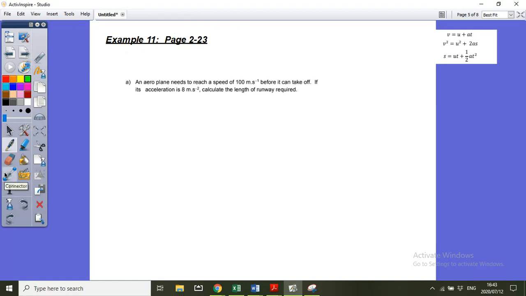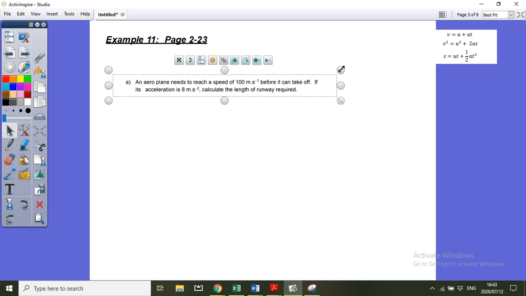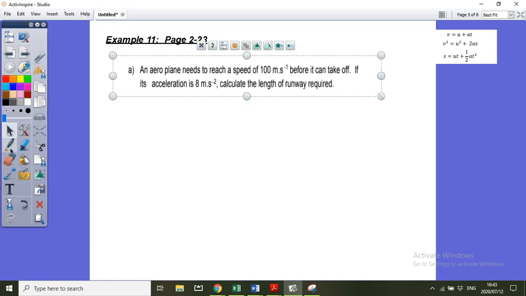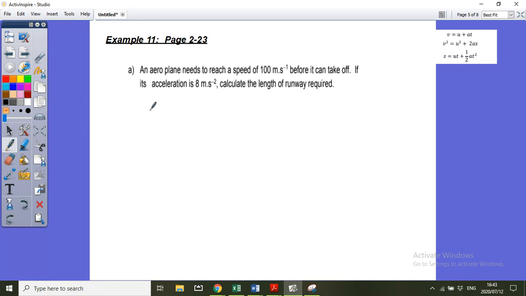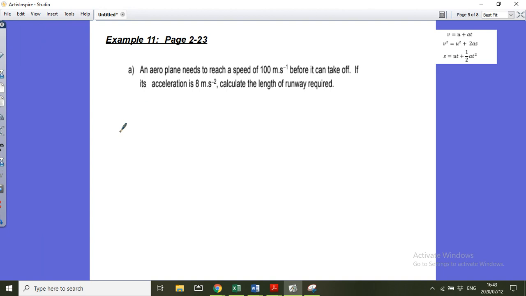So to mark example 11, we're going to use exactly the method that you've just done. So I'm going to go a little bit quicker because I think you have this. I hope so. So again, you read your question fast. An aeroplane needs to reach a speed of 100 meters per second before it can take off. If its acceleration is 8 meters per second squared, calculate the length of the runway. So I am going to just use my UVAST again. Like I said, you can use anything you want.